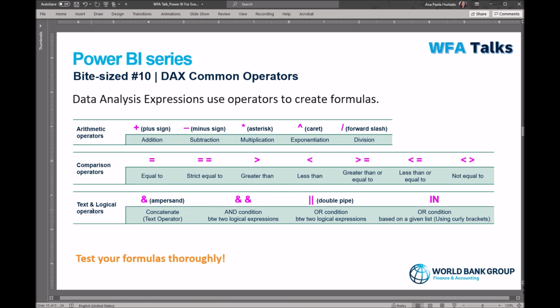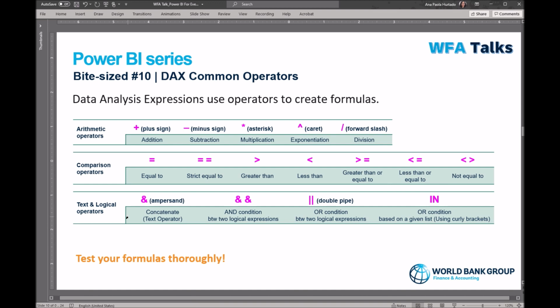Lastly, the text and logical operators. And these operators are a bit more interesting. First, we have the text operator, the ampersand, to concatenate two values. Next, you have the logical operators: double ampersand to create an AND condition between two logical expressions, double pipe to create an OR condition between two logical expressions, and IN to create an OR condition based on a given list.